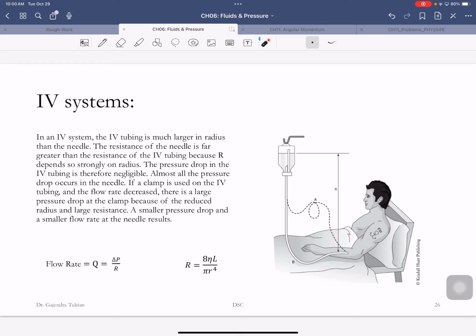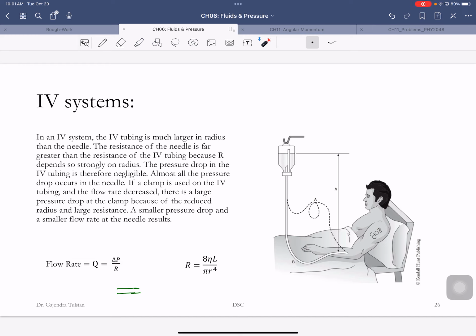What this slide shows you is the following. At the needle, where the blood is entering, you see the radius is very small. At the needle, the radius is very small. The resistance is very high. At the needle, the resistance is very high, and so delta P, the pressure difference between the two ends of the needle, is small. Since the resistance is high, the flow rate is small. So you have a small drip going.